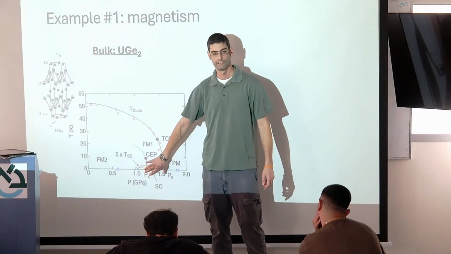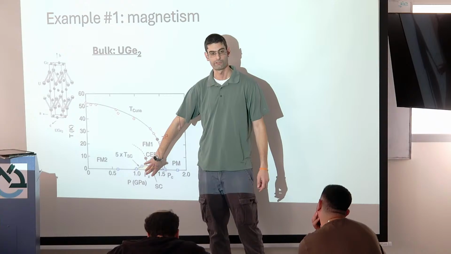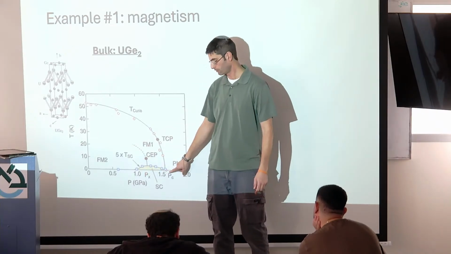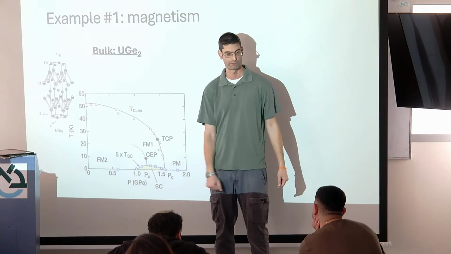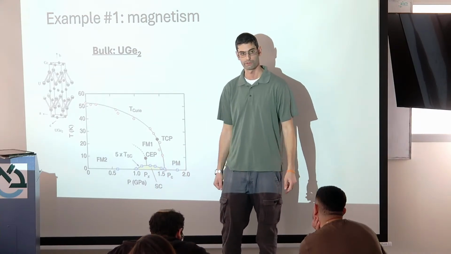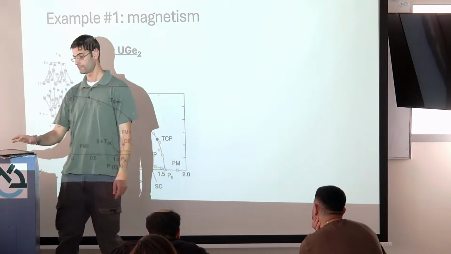This is a common and very interesting feature. As you go to the critical point, you increase the quantum fluctuations, and quantum fluctuations are also good for superconductivity, so you get superconductivity. What happens in 2D?